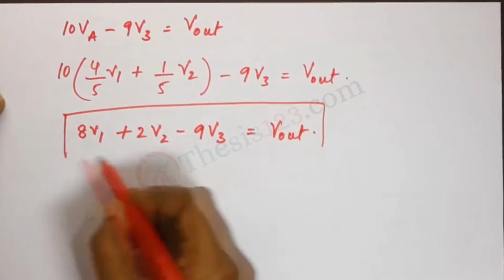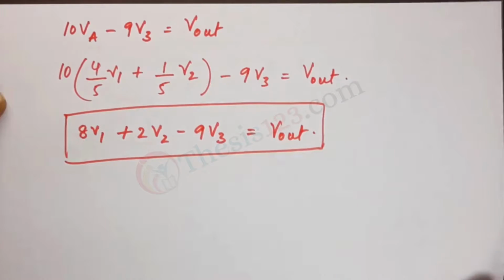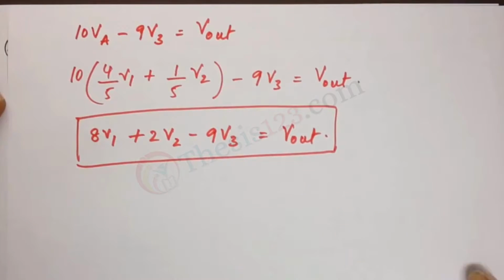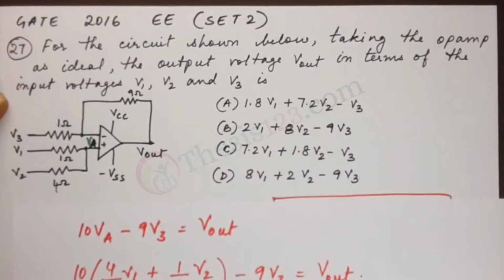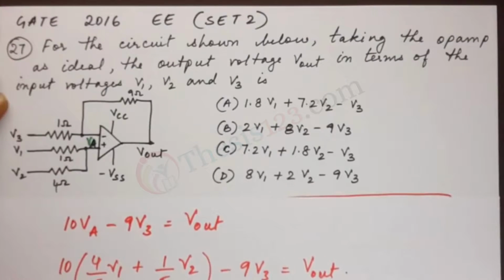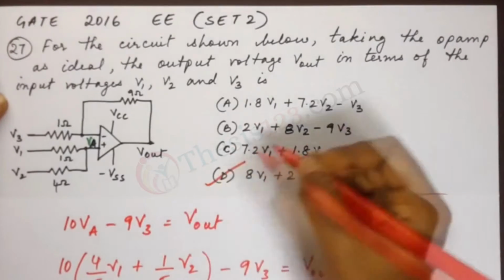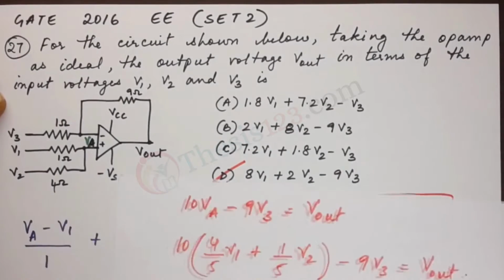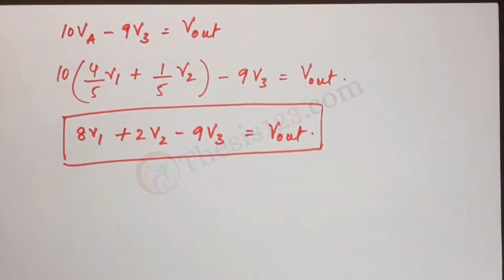So this is our voltage equation at the output. Okay, so let's see which part of this it actually matches. It matches option D. So this is our final answer.